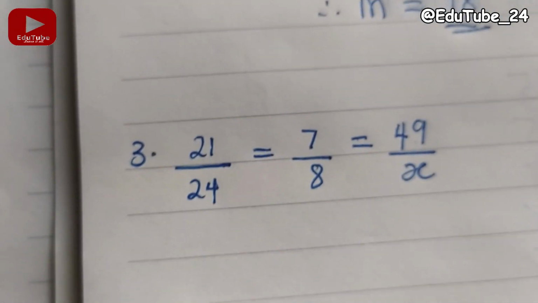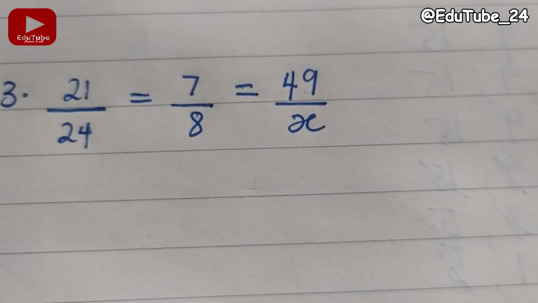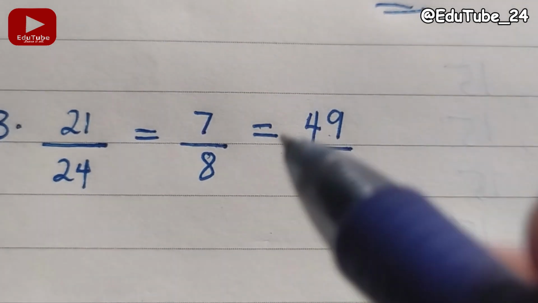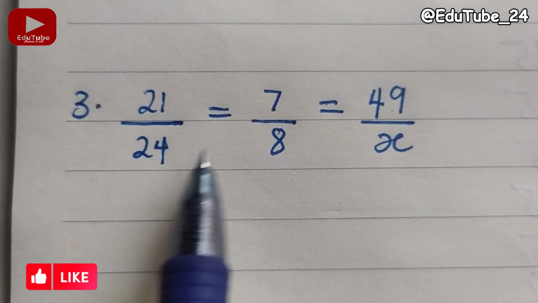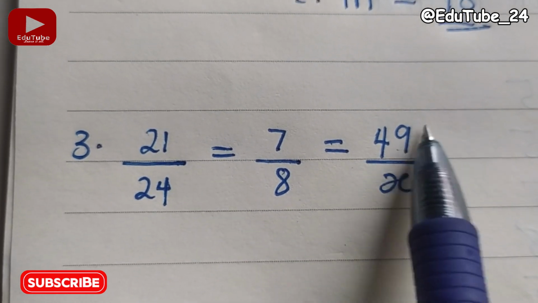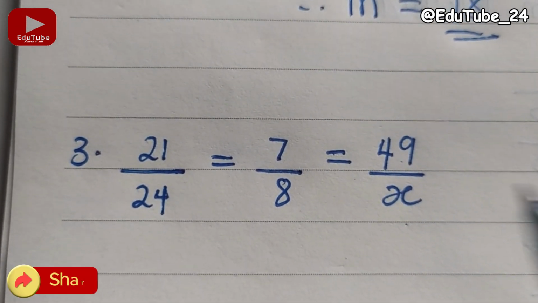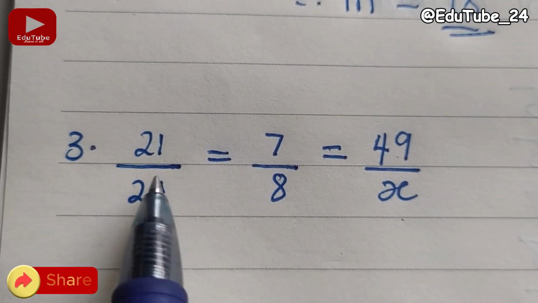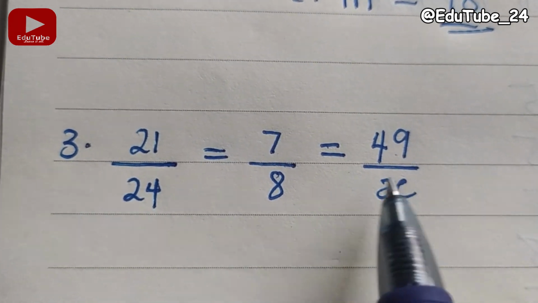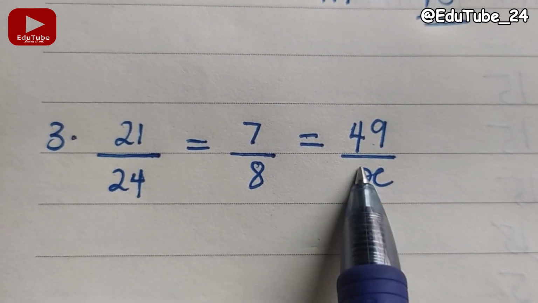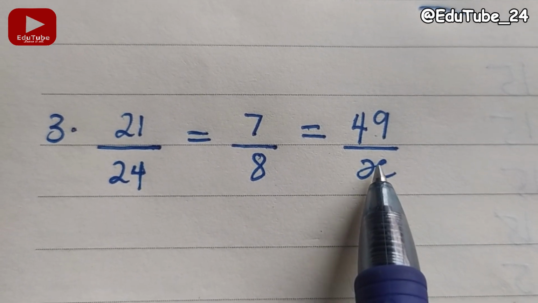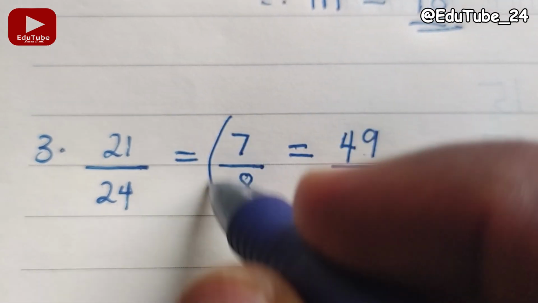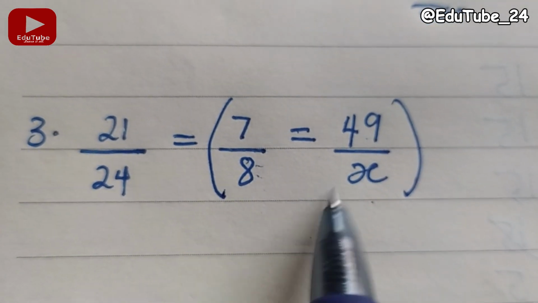Then for example number 3, I'm still going to use the cross multiplication method. Now you can see I have a series of equivalent fractions here: 21 out of 24 equals 7 out of 8 equals 49 out of x. In this case, since I have 3 fractions, I would disregard the first one. My concern is the fraction closest to the fraction that has the unknown number. So I'm going to bracket these two out, and my focus will be on this.